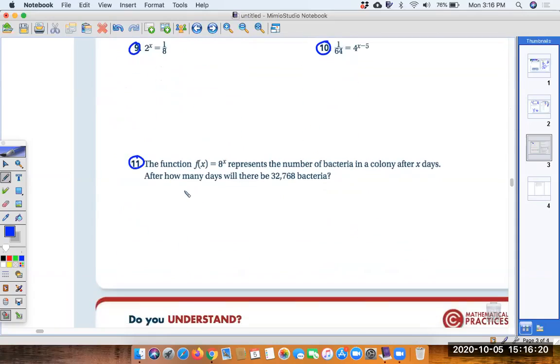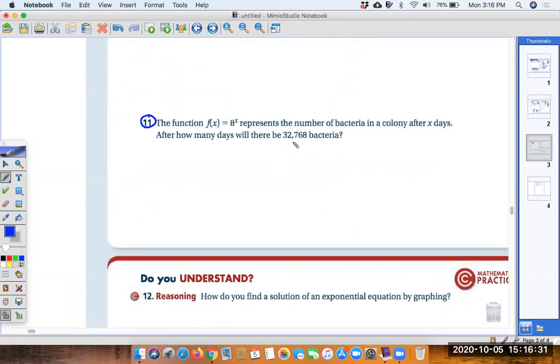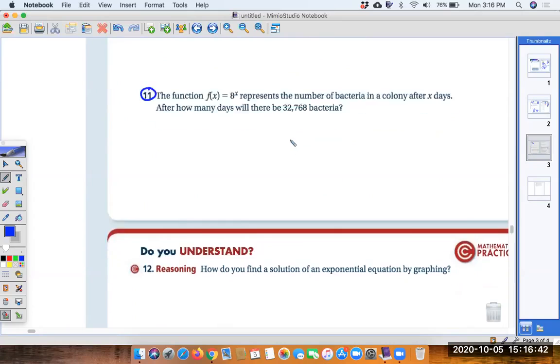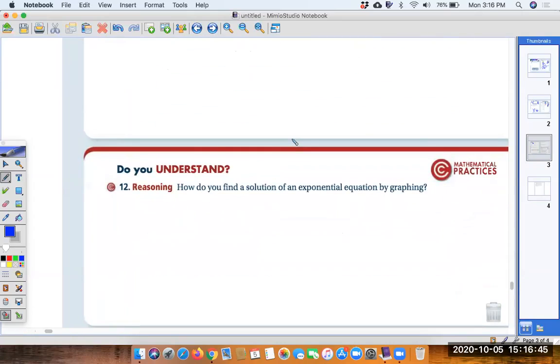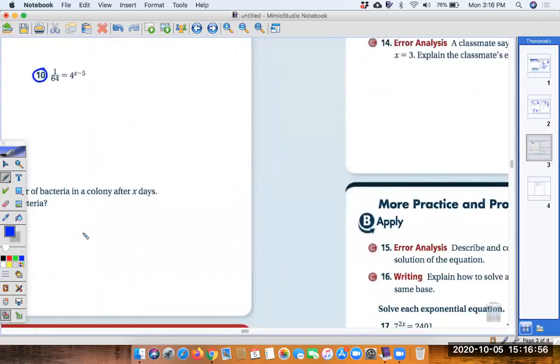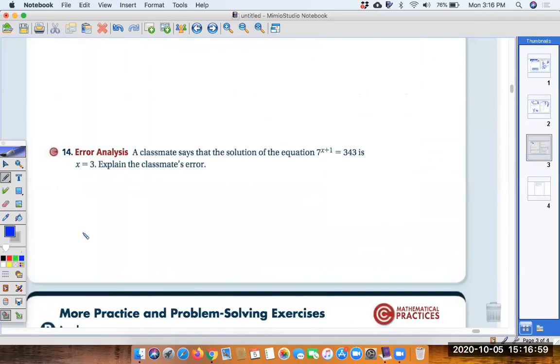Then I have a word problem. And this is just like the one with the folding tablecloth or with the fossils. Go look at that, okay? Ooh, this is going to be interesting. You're going to have to make this number base 8. So you're going to probably want to use your power key to find out 8 to what power. Then reasoning, how did I show you how to find the solution by graphing? I just showed you, right? Look at that.